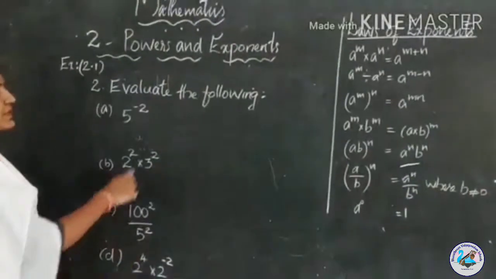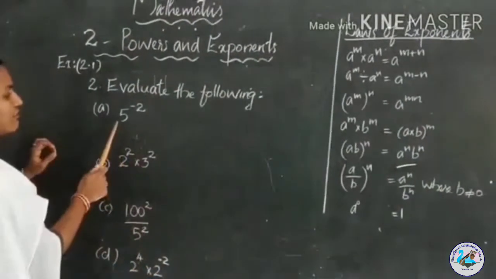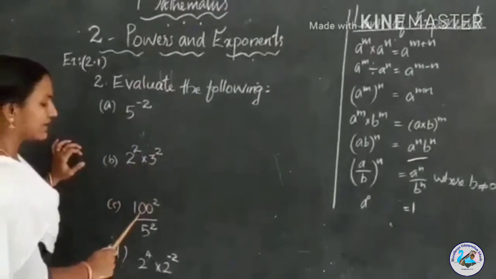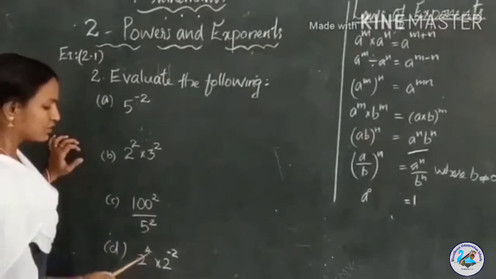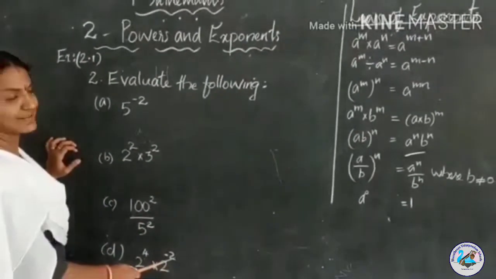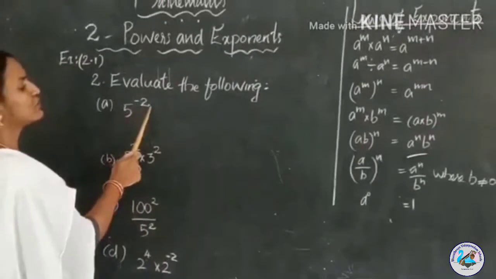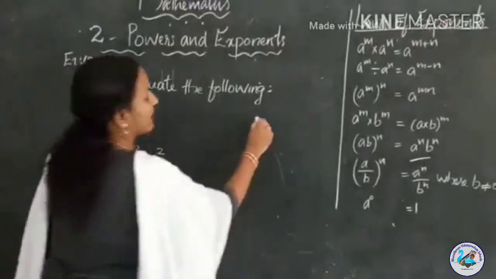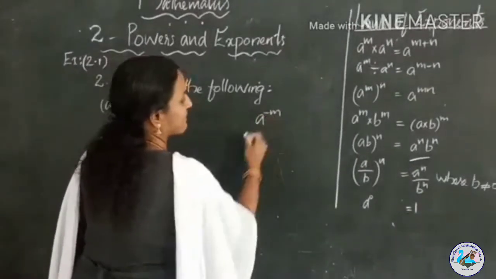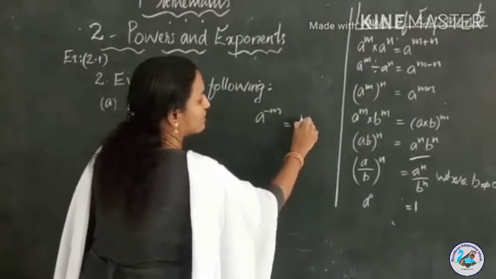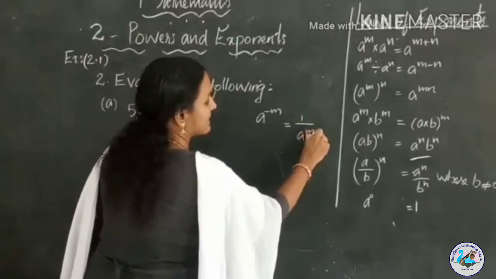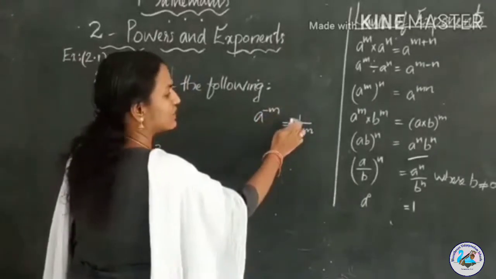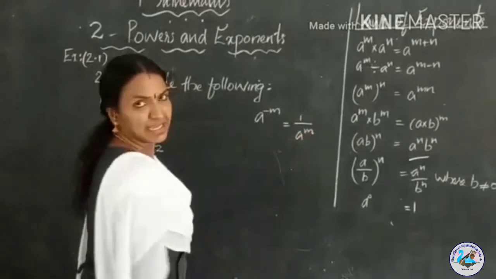Second question, evaluate the following: 5 raised to minus 2, 2 square into 3 square, 100 square divided by 5 square, 2 power 4 into 2 raised to minus 2. First question, 5 raised to minus 2. Here we are going to use another law: a power minus m is equal to 1 by a power m.